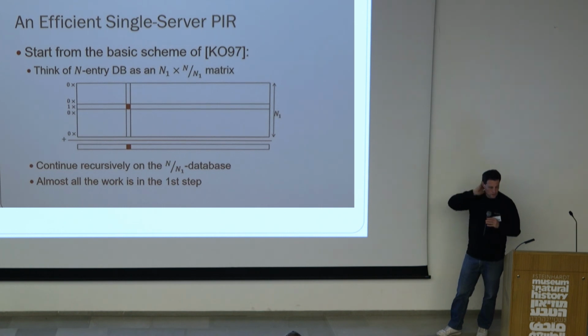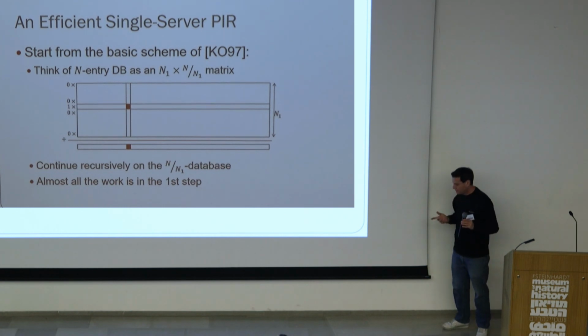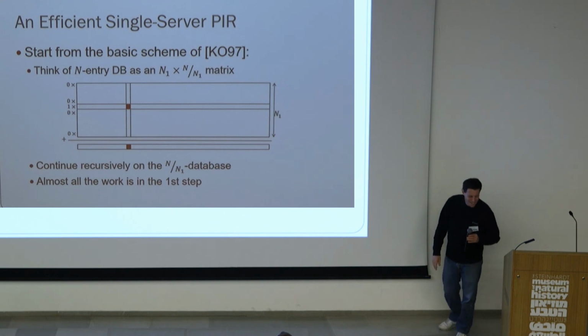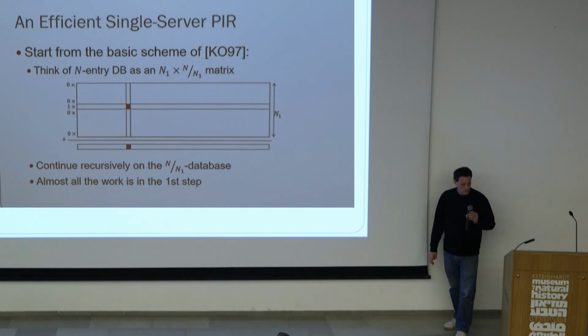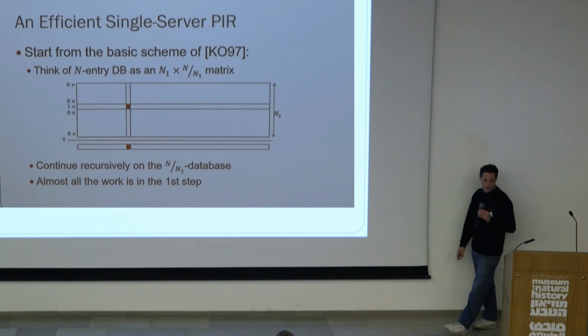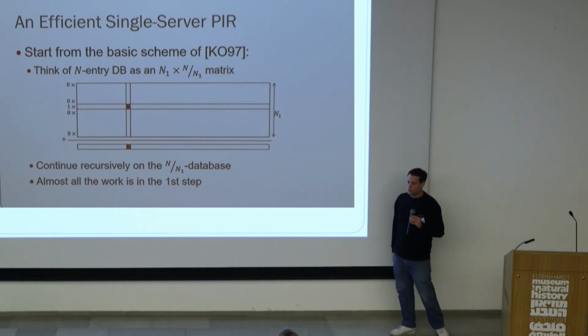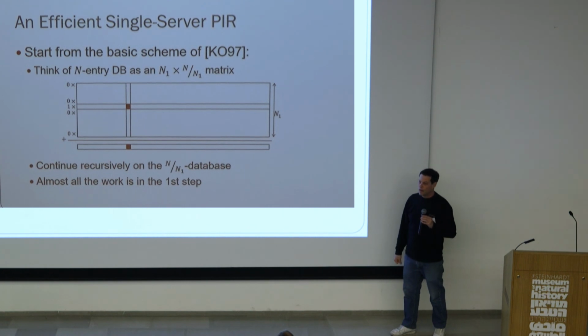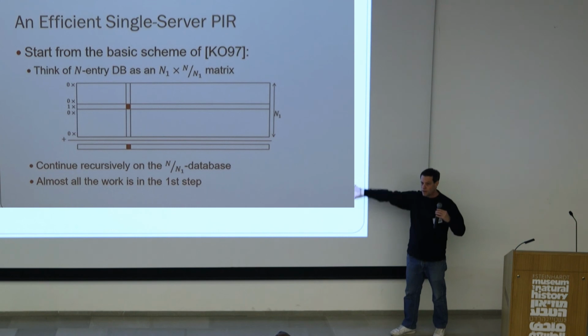This is the Kushilevitz-Ostrovsky construction. You look at this database as an N-entries database. You look at it as a matrix of N1 by everything except N1. And in our context of homomorphic encryption, the client will send an encryption of all these bits. So instead of sending n bits, the client can send only n1 bits.